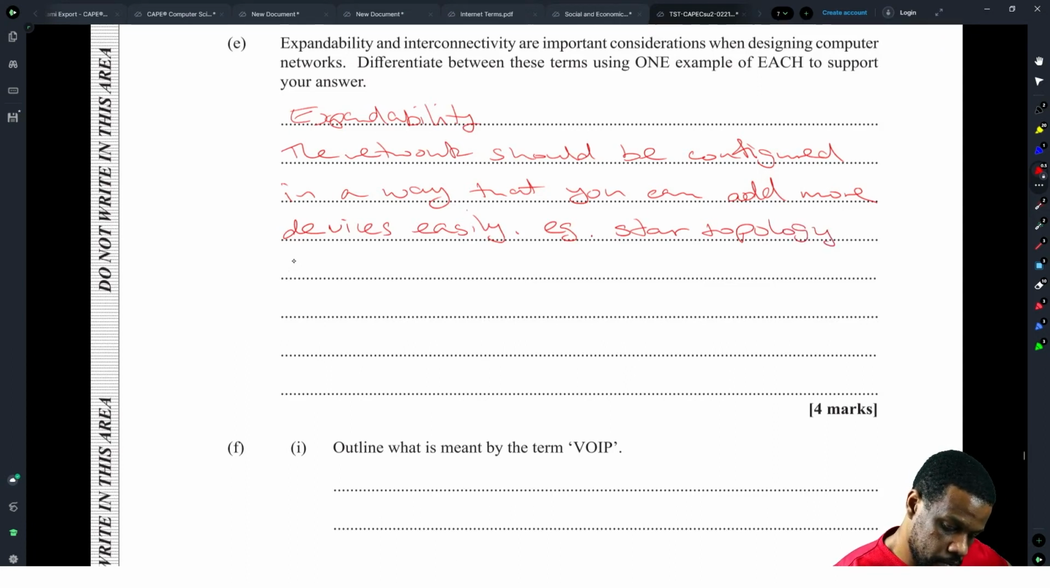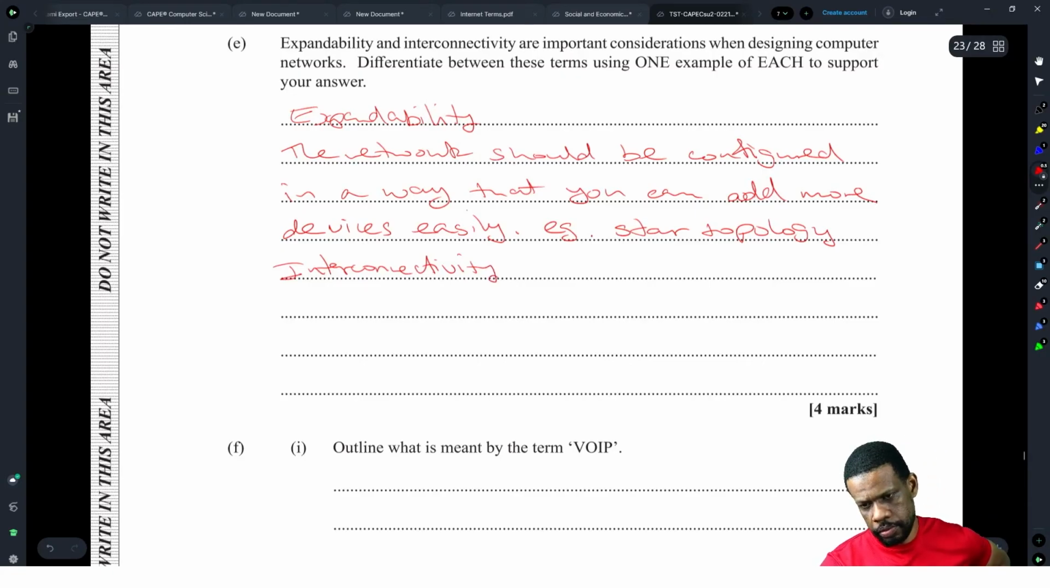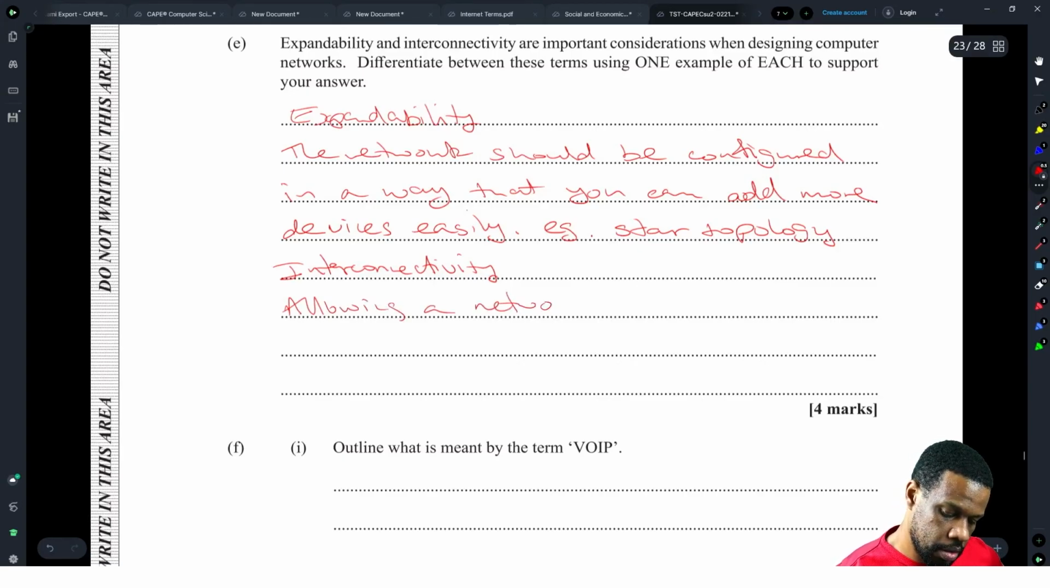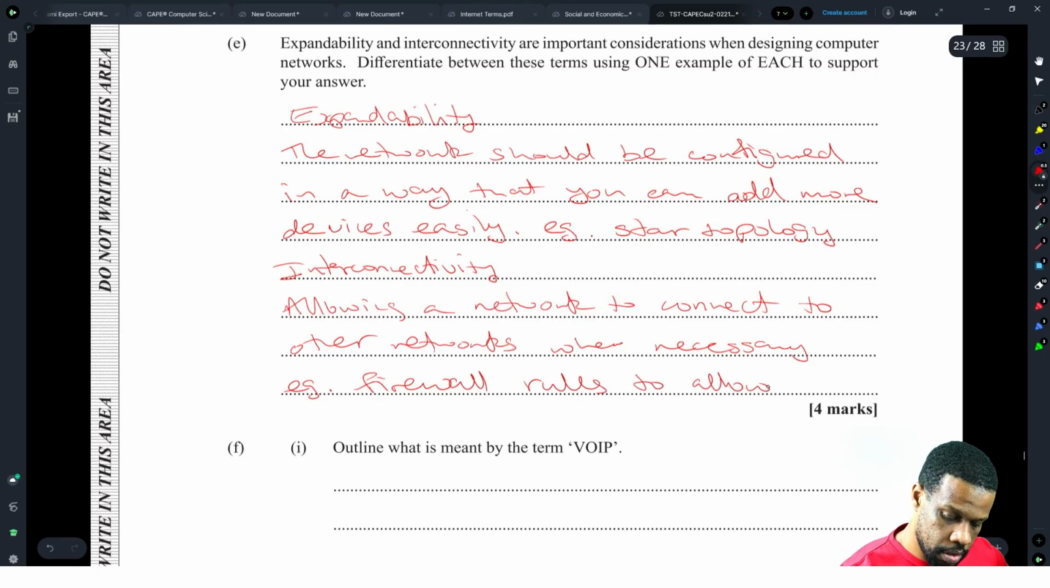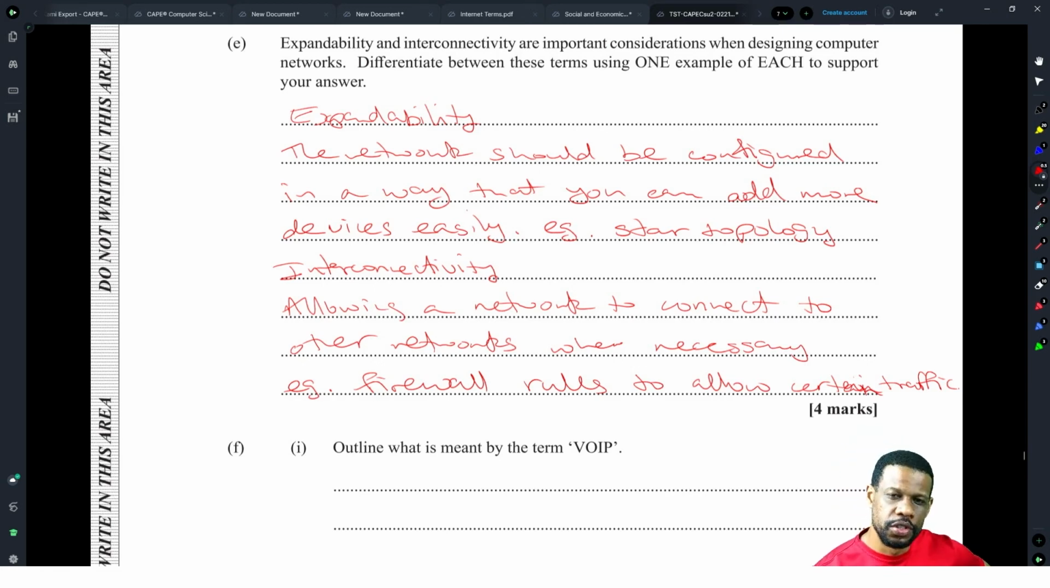Next one is interconnectivity. Interconnectivity is a weird one, man. What would they want for interconnectivity? I don't know. Allowing a network to connect to other networks when necessary. Example, firewall rules to allow certain traffic. Right, for interconnectivity, the firewall is usually where it would allow certain traffic to pass through.